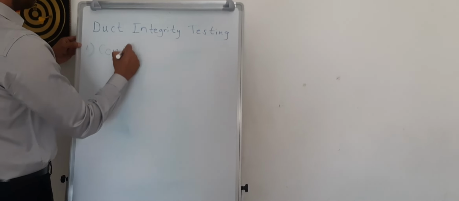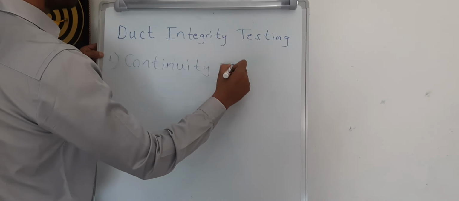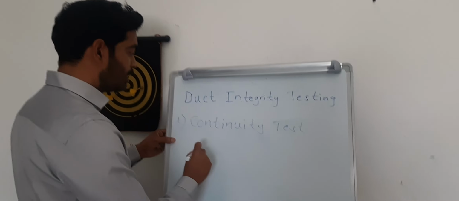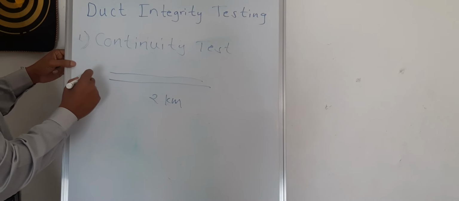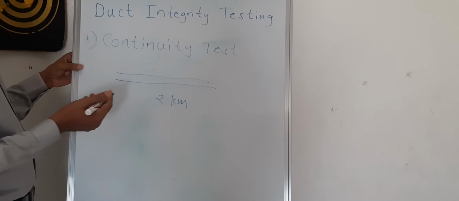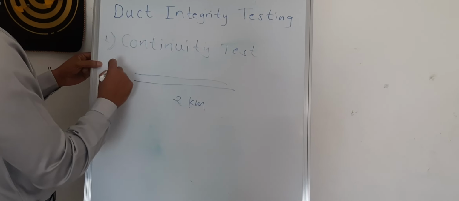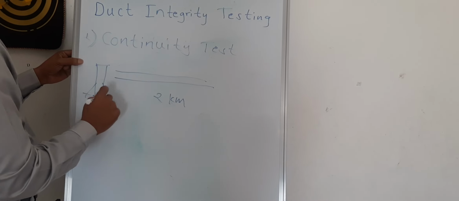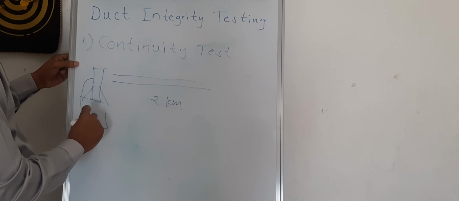I'm just going to write down here, continuity test. Let us take an example. You have a duct of say 2 kilometers length. Your duct integrity testing machine, or if you don't have it, you can simply use your cable blowing machine also, will be connected here like this. This will be connected to a compressor. So suppose this is your compressor.